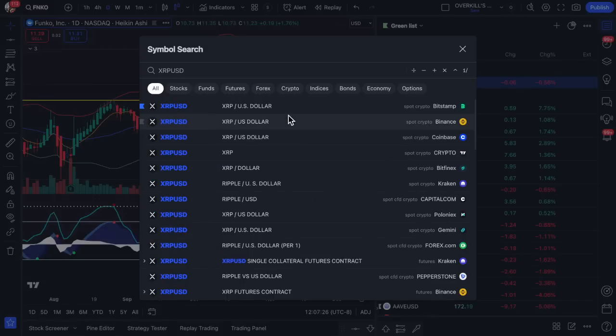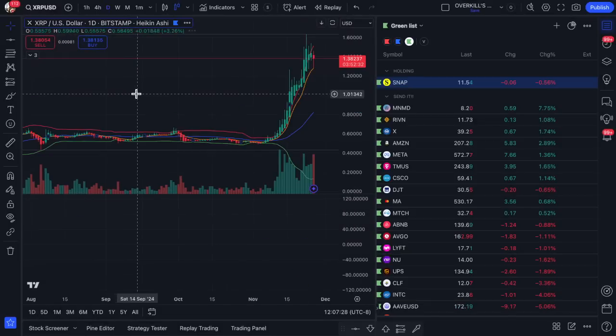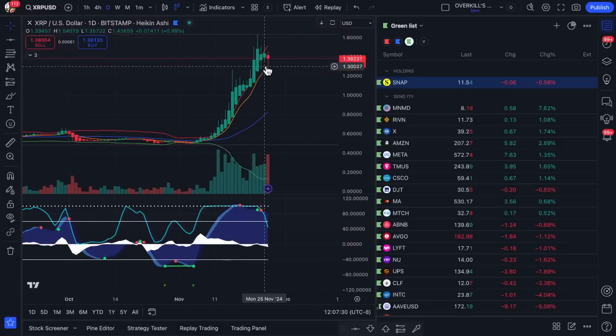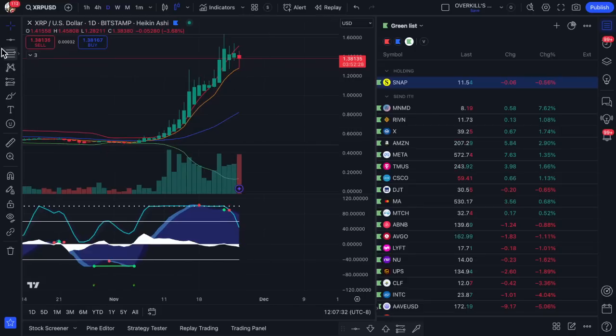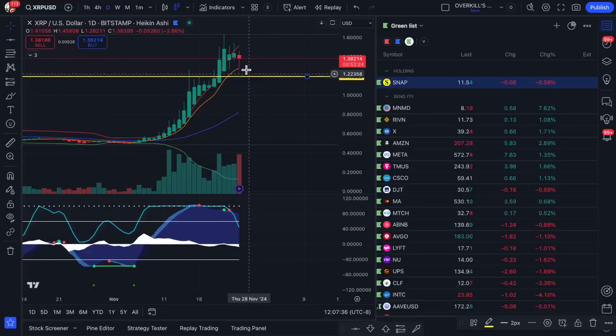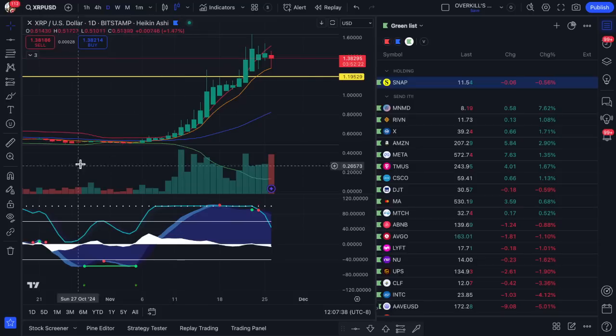XRP. Here we go. The long awaited XRP. Okay, you got the first red candle after 20 days. So if you're holding this name, I would really make sure that it holds 119 there. Okay, 119 is going to be the stop loss for XRP.